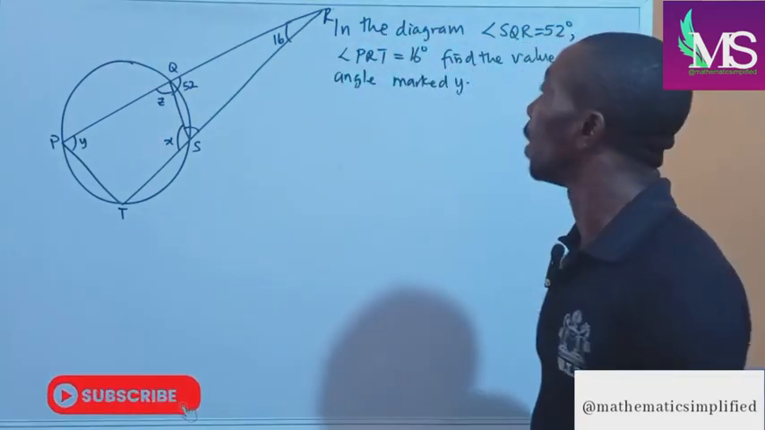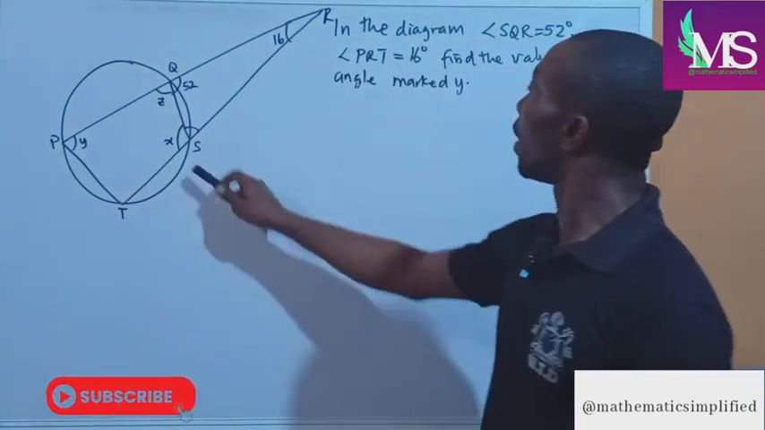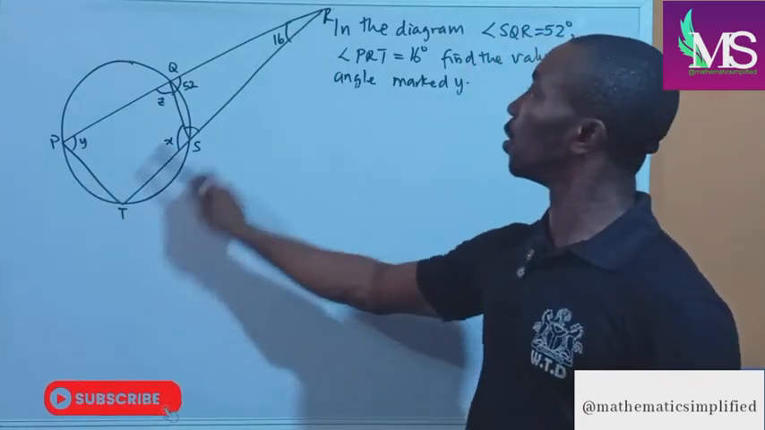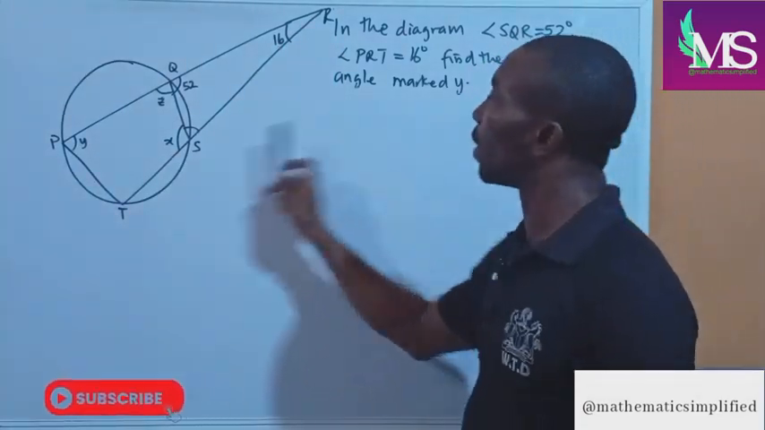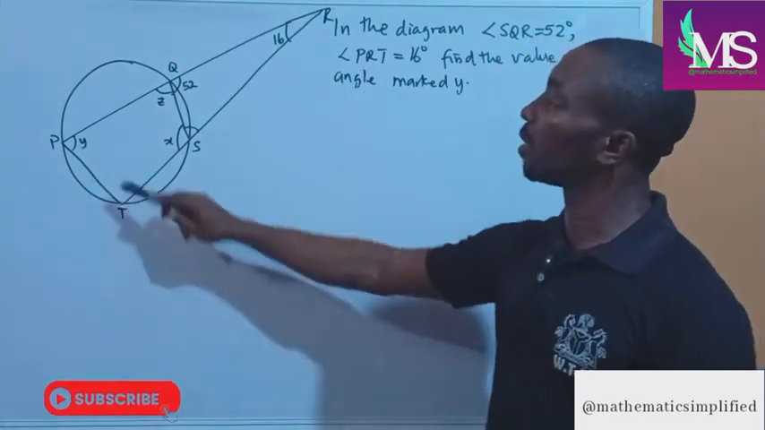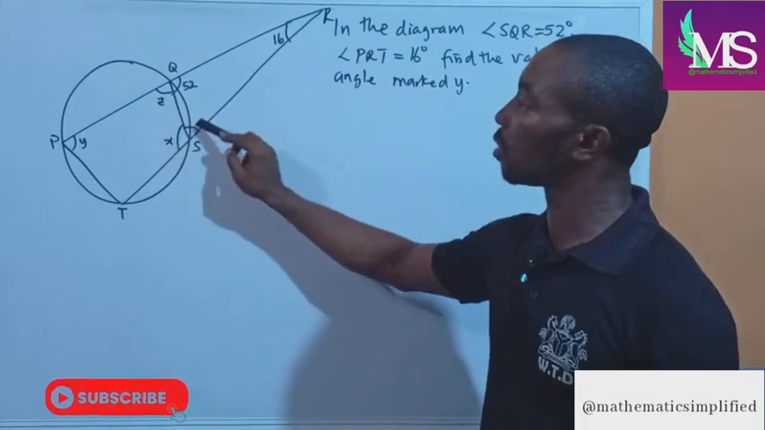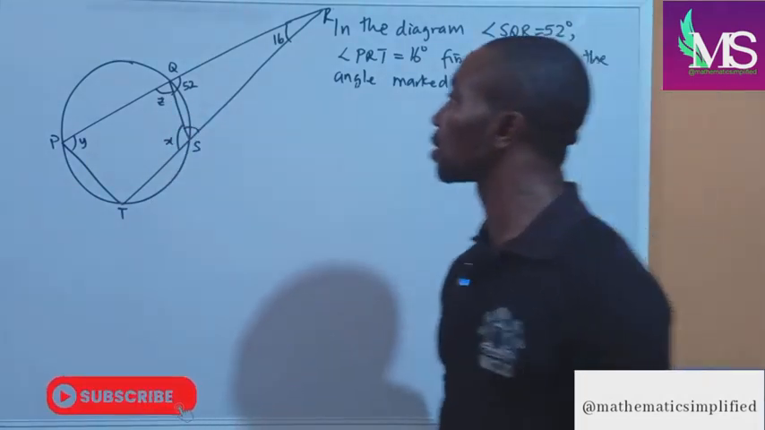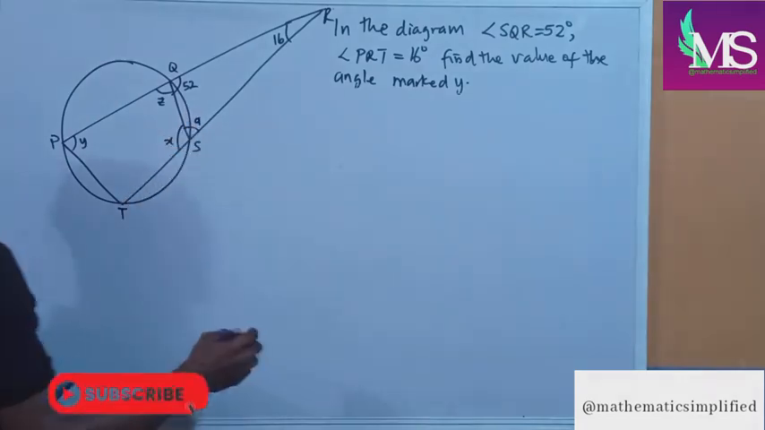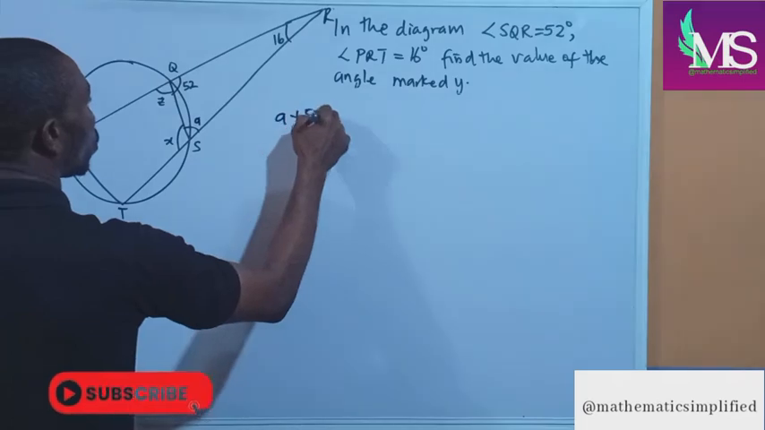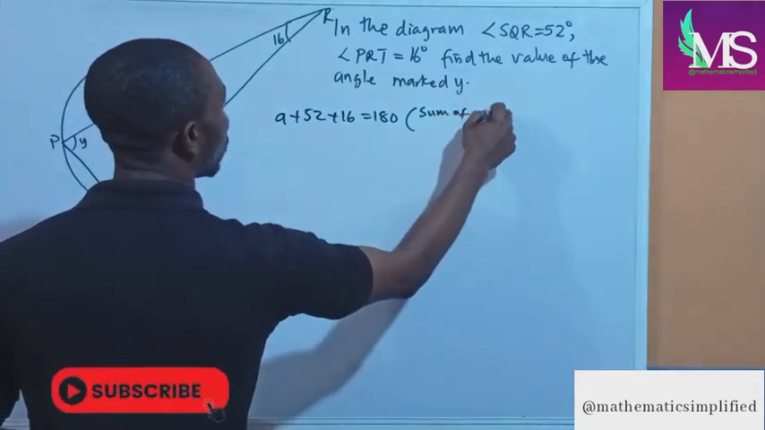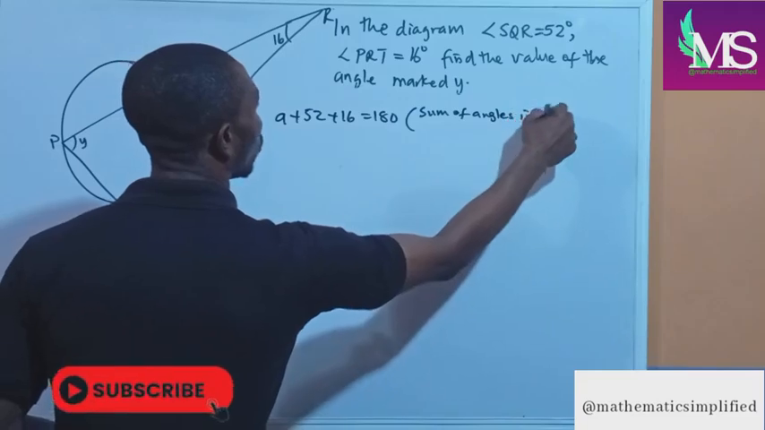This question says, in the diagram, SQR is 52 degrees and PRT is 16 degrees. Find the angle marked Y. So we are looking for the angle marked Y. So for the angle marked Y, before we can get the angle marked Y, we have to find some other angles in this diagram. So let's get into it. So finding our angle, let's call this angle A. Finding angle A, we know that A plus 52 plus 16 equals 180. Our reason is sum of angles in a triangle.